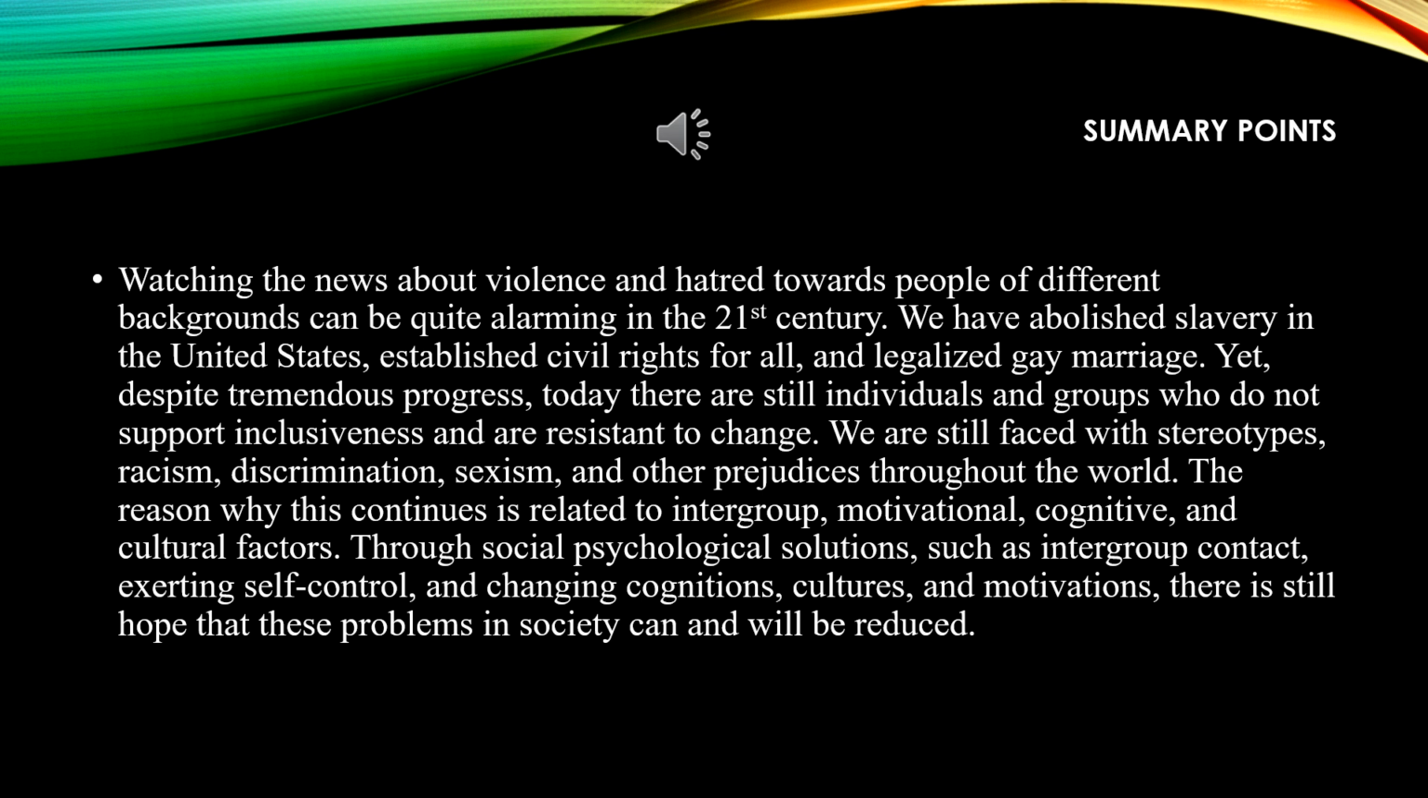The reason why this continues is related to intergroup, motivational, cognitive, and cultural factors. Through social psychological solutions such as intergroup contact, exerting self-control, and changing cognitions, cultures, and motivations, there is still hope that these problems in society can and will be reduced.